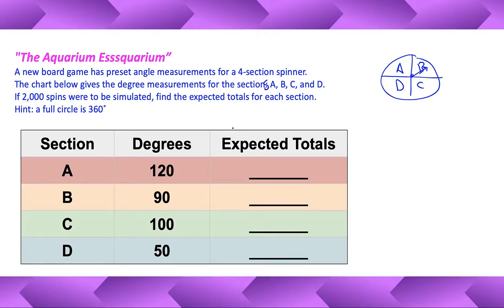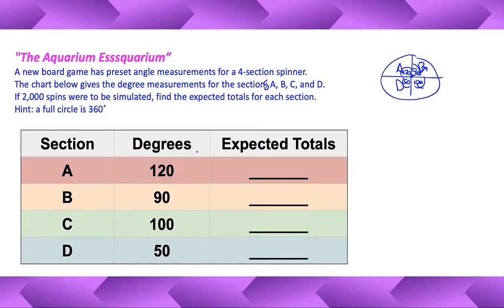Okay, so that means section A is 120 degrees. Cool. Section B is 90. All right, neat. You don't need to draw this picture, by the way, so if you're drawing this, you don't need to. Section C is 100 and section D is 50. So they're obviously not all the same. They're different sizes. It says if 2,000 spins were to be simulated, find the expected totals for each section. Hint, a full circle is 360 degrees.